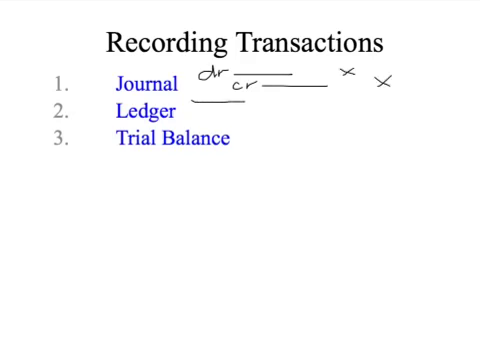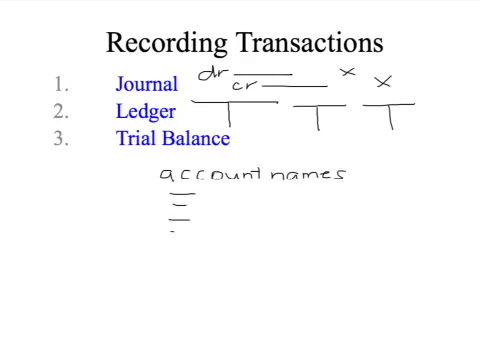Step 2 is you copy or post that journal into the ledger, and the ledger contains all the different T accounts for every asset, liability and equity, and you copy all the amounts into the appropriate T account. And then step 3, we prepare a trial balance. This contains all the account names in a list with the amount in the debit or the credit column, and so on. And there's a few more steps after this, but we'll talk about them later on.